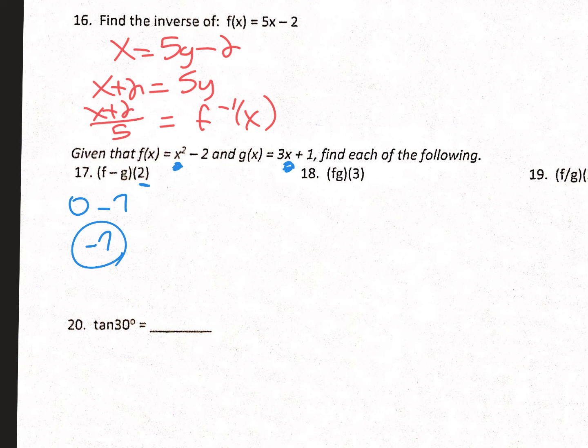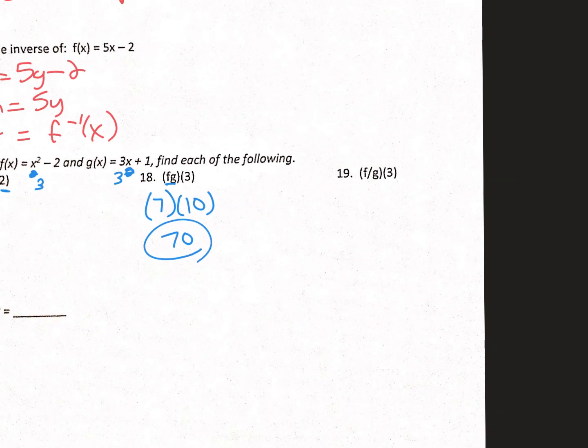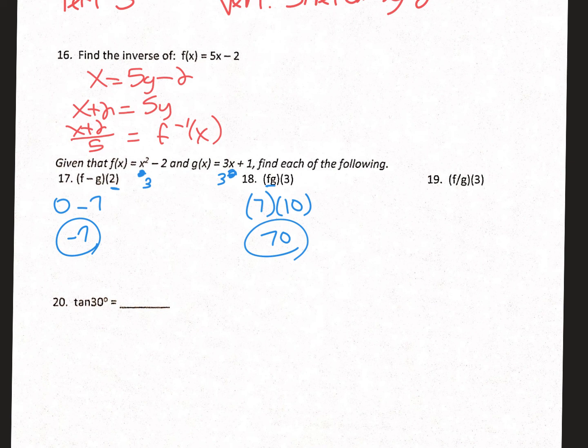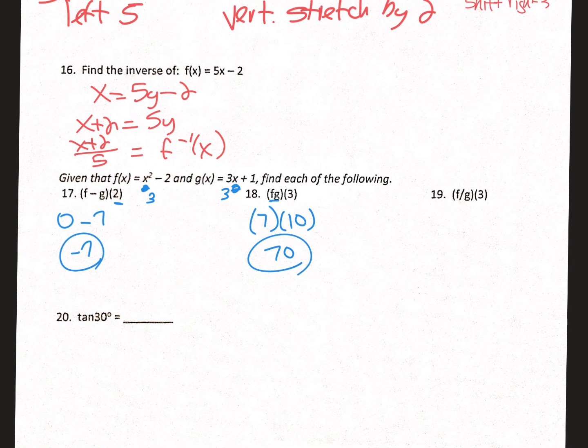Same thing on 18. I'm going to plug 3 into f and 3 into g. When I plug it into f, I get 7. Sorry, 3 squared is 9 minus 2 is 7. And I'll plug it into g. 3 times 3 is 9 plus 1 is 10. And because it's f times g, I'm going to multiply right there. And I got 70. And f divided by g, doing the same thing. It says 3 again. When I plug 3 into f, I got 7. When I plugged 3 into g a minute ago, I got 10. So that's just going to be 7/10.